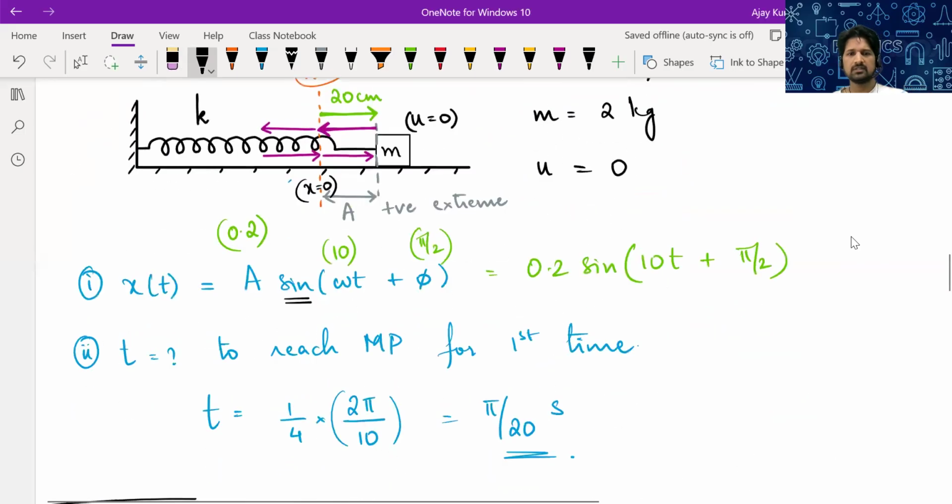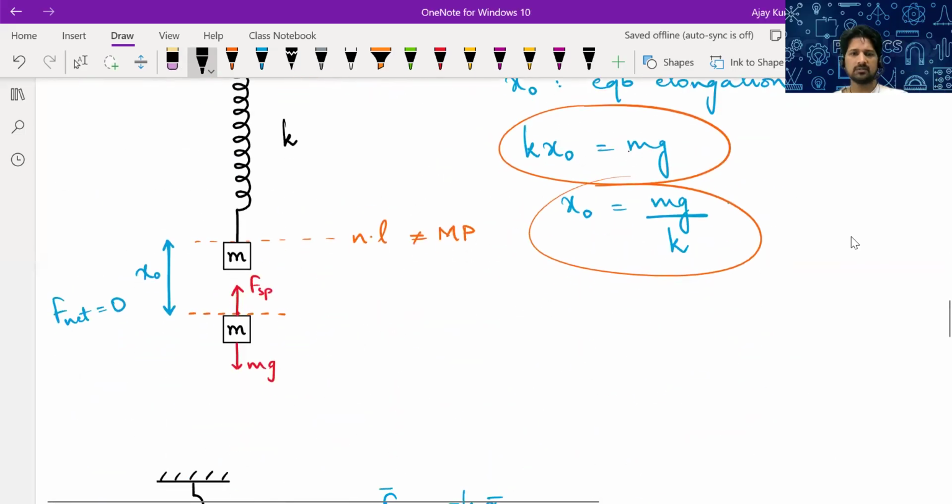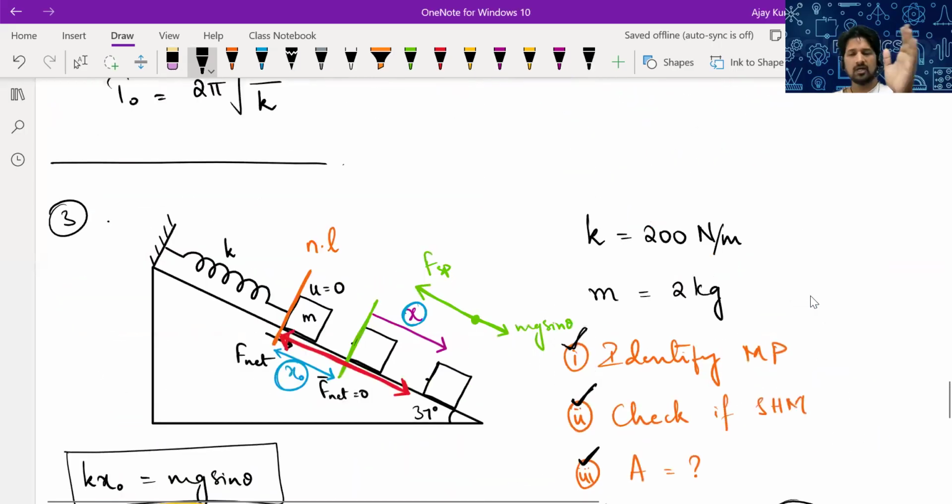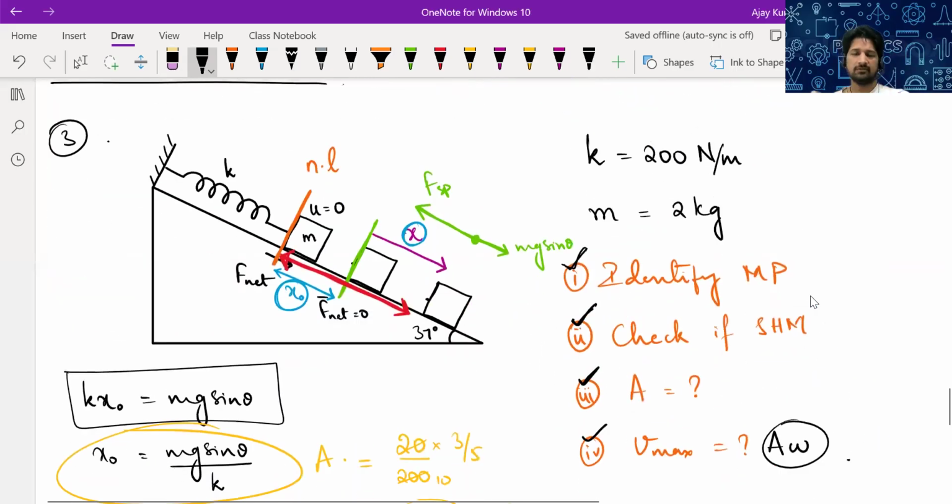Next, we discussed oscillation of the vertically suspended spring-block system. There also we saw that the force constant is the spring constant itself, and the time period of oscillation will still be 2π root m by k. The only difference between the horizontal and vertical systems is where the mean position lies. That's the difference. Same with oscillation of the spring-block system on a slant surface. The mean position is the only difference. The rest of it is the same, the time period of oscillation and all.